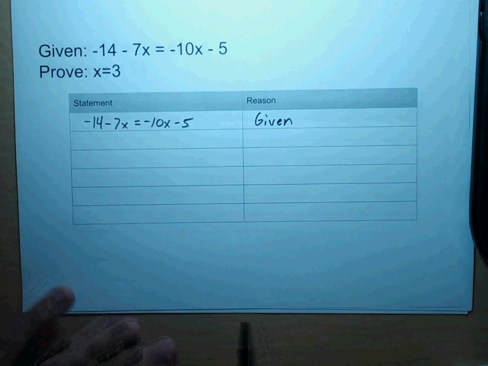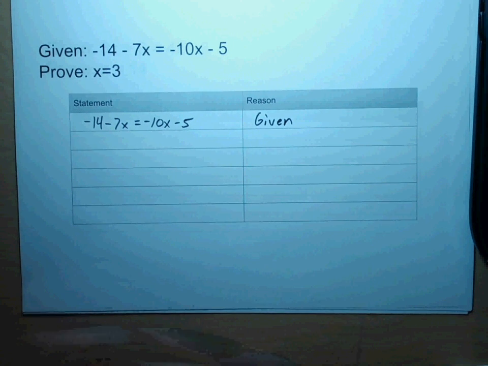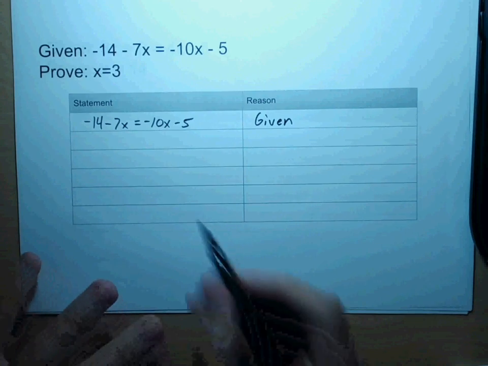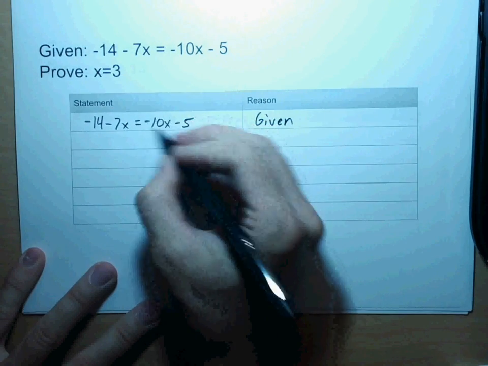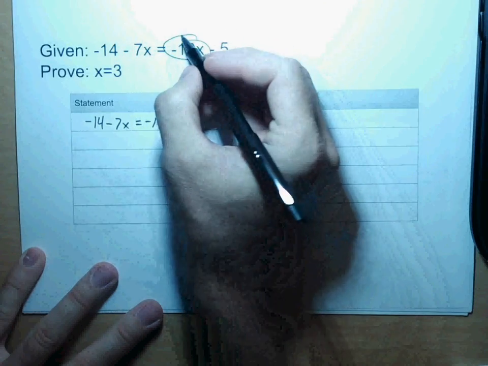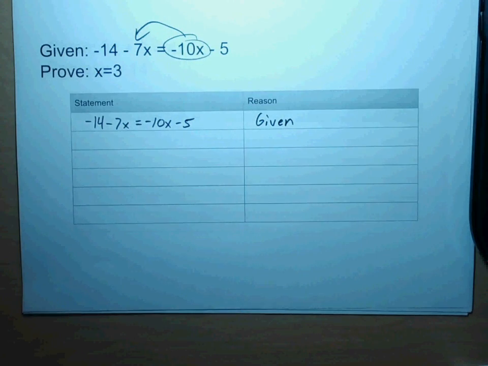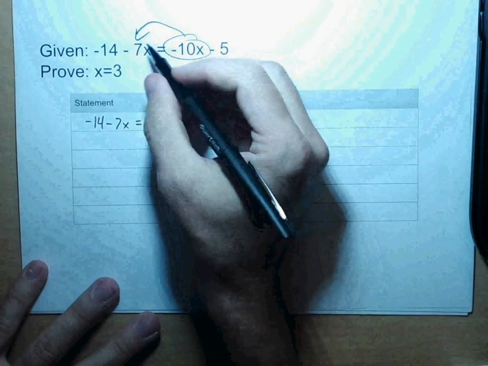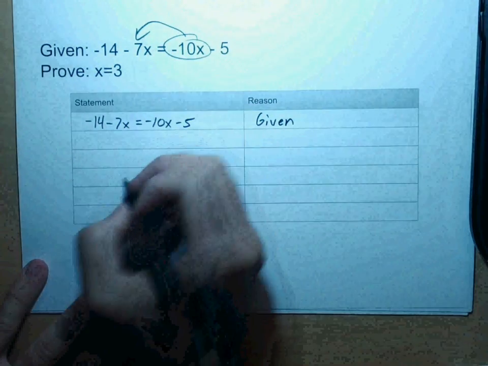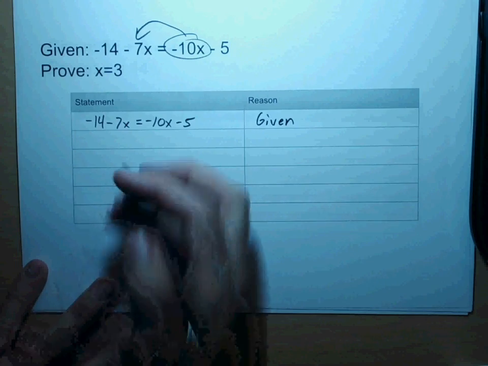Same idea. I need to move everything to be on the same side. X is on one side, numbers on the other. So I'm going to add this 10 to the other side. So a minus 10x turns into a plus 10x. So 10x minus 7x leaves us with how many x? 3x, yeah.